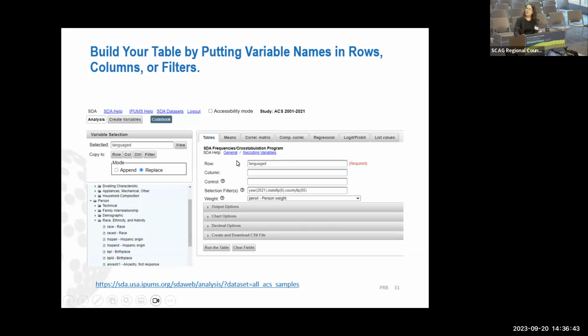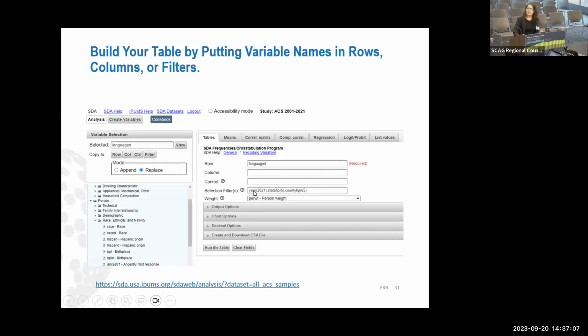So I'm going to put that in my row because I want a record for how many people speak every one of the languages that are available in Riverside County. You can also crosstab. Maybe I wanted to know that by number of people in the household, or maybe by the sex of the population. You can put that variable in columns so you can start building a crosstab.